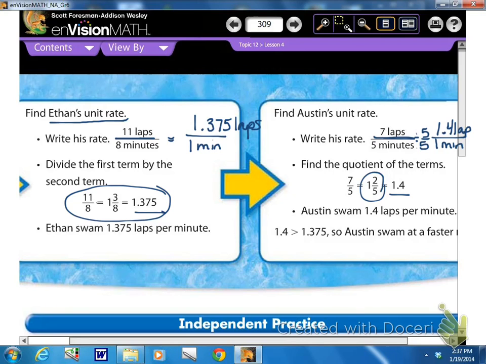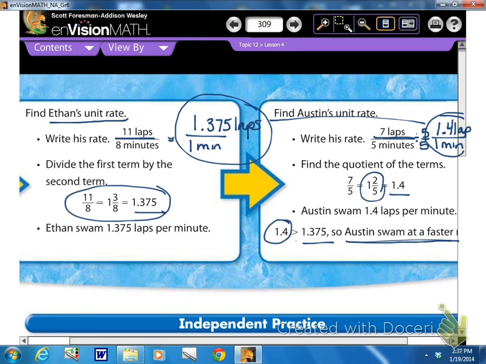Now you can compare these two times. I have Ethan, who can swim 1.375 laps in 1 minute, and then I have Austin, who can swim 1 and 4/10 of a lap in a minute. So if I compare these two, I can see that Austin is actually swimming at a faster rate because 1.4 is greater than 1.375. So Austin's swimming faster.